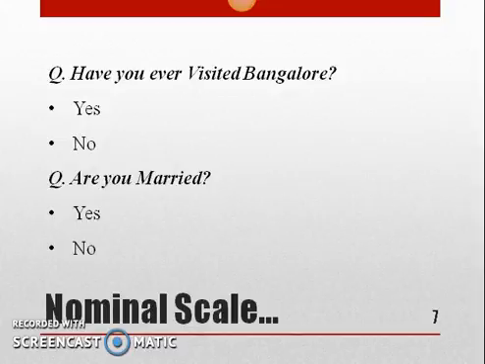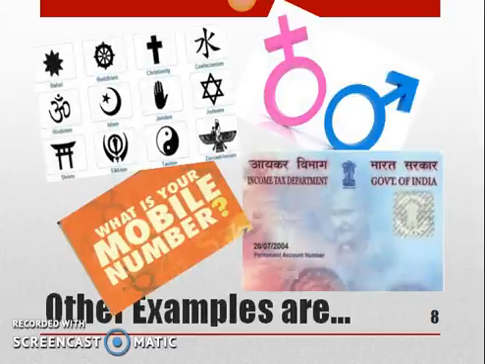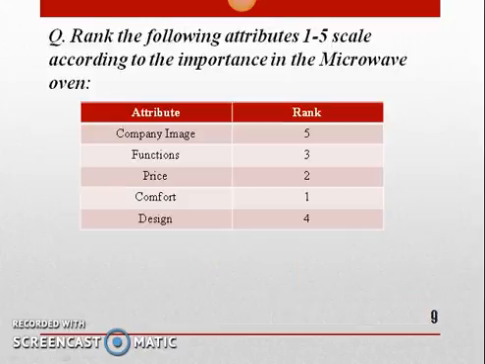If the numbers are interchanged as 1 for no and 2 for yes, it won't affect the answers given by the respondents. The numbers used in nominal scale serve only the purpose of counting. The other examples are religion, gender, mobile number, PAN card. These are all examples of nominal scale.